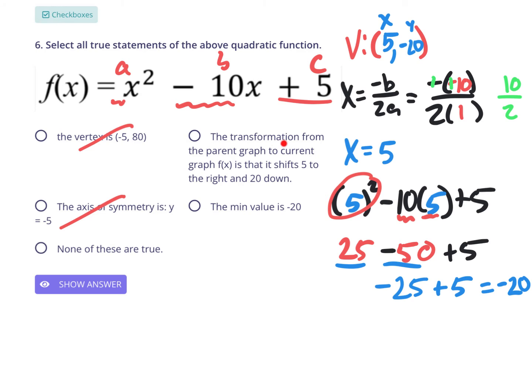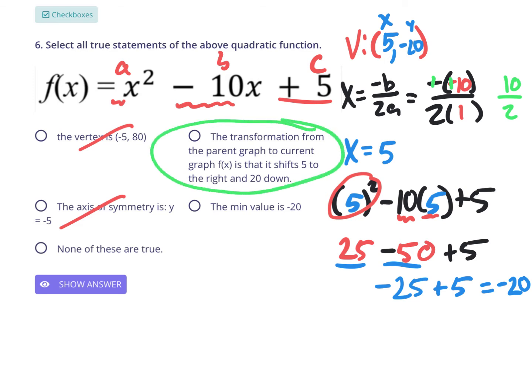The transformation from the parent graph to the current f of x graph is that it shifts 5 to the right and 20 units down. Well, since it's not in vertex form, you can't see h and k, which are your shifts, so you've got to find your h and k from here. And that makes total sense. From the origin, you have to go 5 to the right on the x-axis and 20 down. So 5 to the right and 20 down, that is absolutely correct.